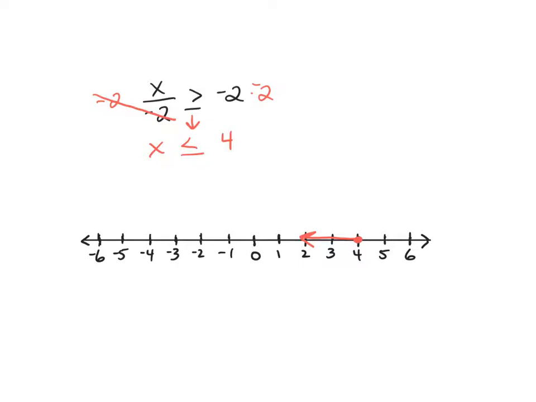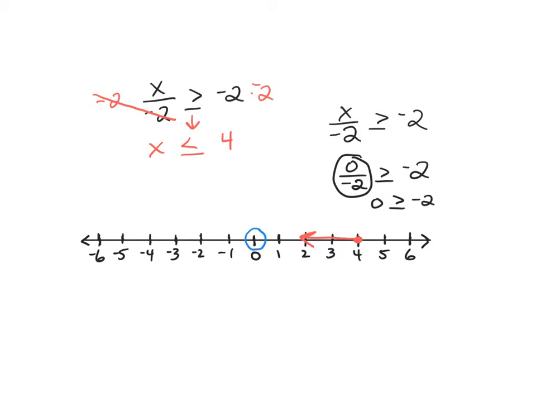Once again, whenever you're doing this, make sure that you always check your answer. It looks here like 0 is going to be a solution for this because 0 is where that line is being drawn to. The original problem was x divided by negative 2 has to be greater than or equal to a negative 2. If I put 0 in for x, is this a true statement? Well, 0 divided by negative 2 is 0. Is 0 greater than or equal to negative 2? Yes, it is. So I did draw my line going the correct way.